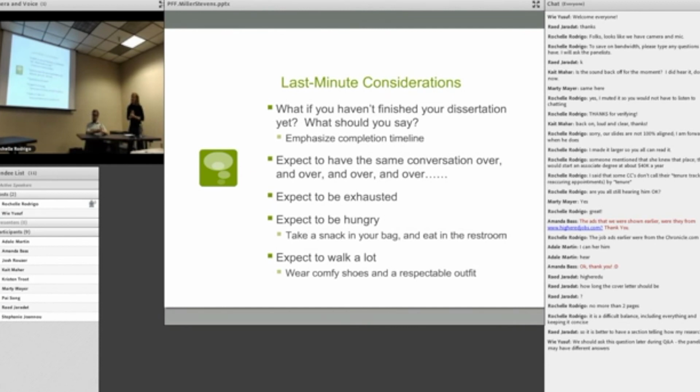So let's say the chair is a male, and he sits down and takes off his jacket, you can take off your jacket. If the chair of the search committee is female and does the same, or takes off her sweater or whatever, and it is warm, feel free to do that. But if everyone is somewhat formally dressed, then I would say stay formally dressed and sweat it out, unfortunately, but it'll be over soon enough.